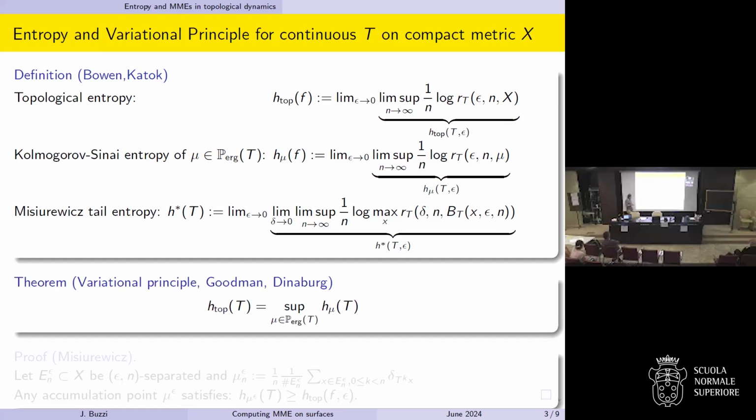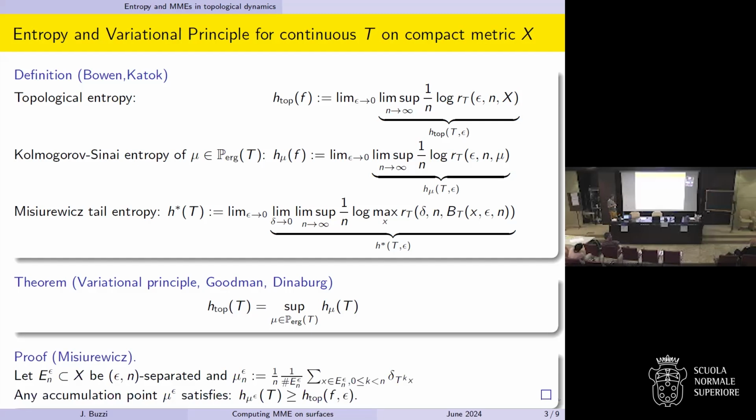And one of the key results is the variational principle that dates back to the early 70s, that tells you that in this setting, the entropies of measures approximate the topological entropy. So up to some technical stuff, which is made obvious by this choice of definitions, you see that for any measure, the entropy is less than the topological entropy. What this variational principle tells you is that actually you can find measures with entropy arbitrarily close to the topological entropy, which is therefore the supremum of these entropies.